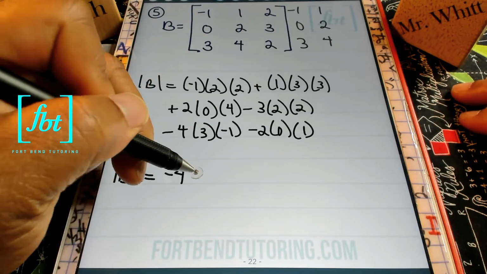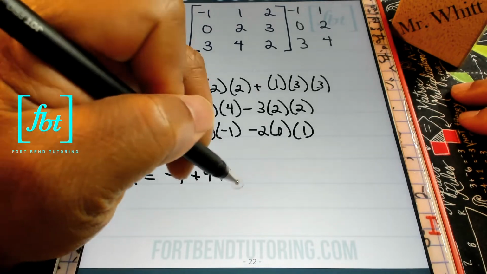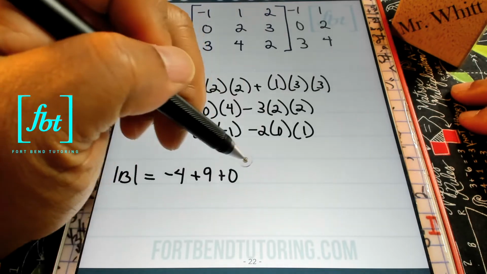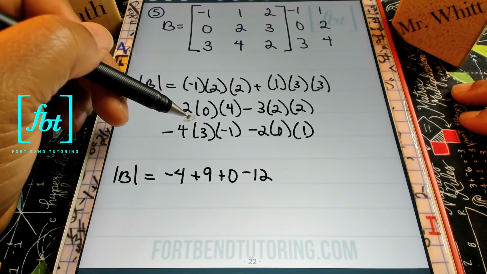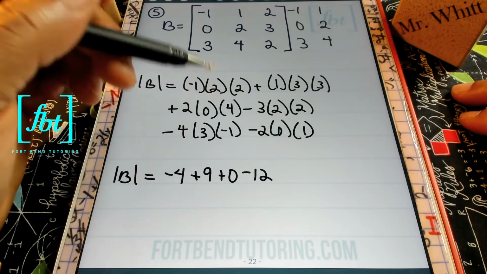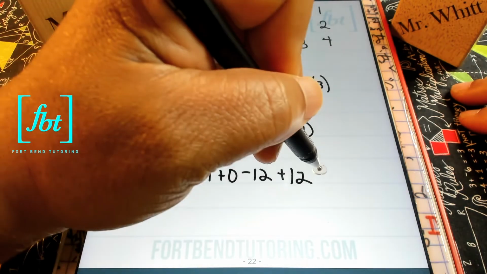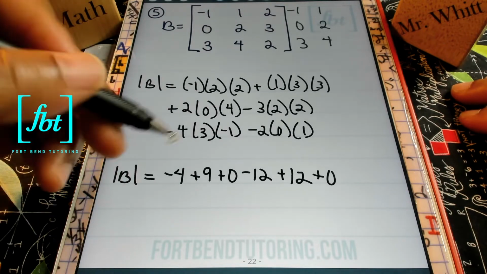We'll be adding to that 9, then 0. Then we have -3 times 2 is -6, -6 times 2 is -12. From there, we'll have -4 times 3 is -12, -12 times -1 is +12. And then we'll have -2 times 0 is 0, 0 times 1 is 0. And these will be the values that we combine, guys.